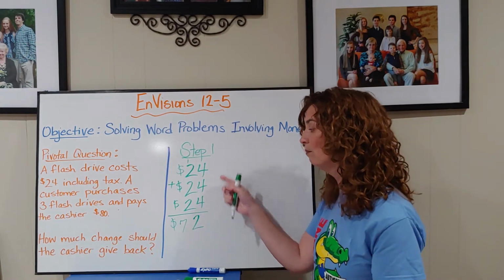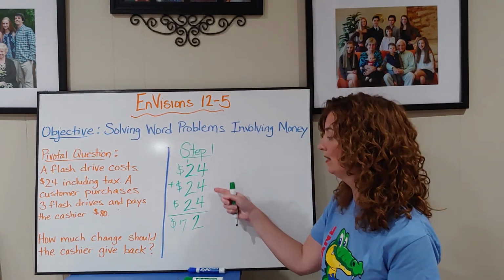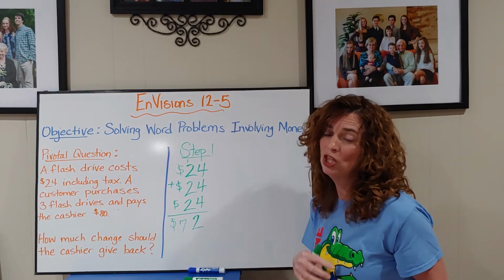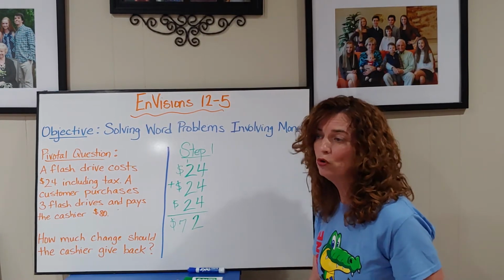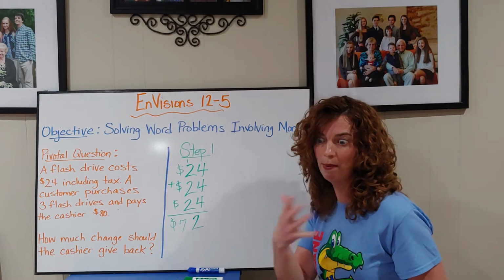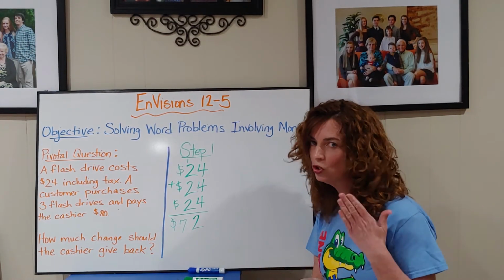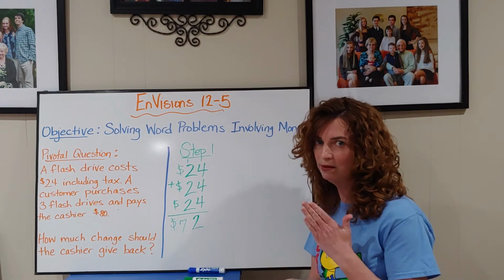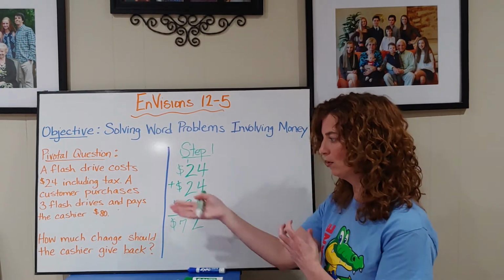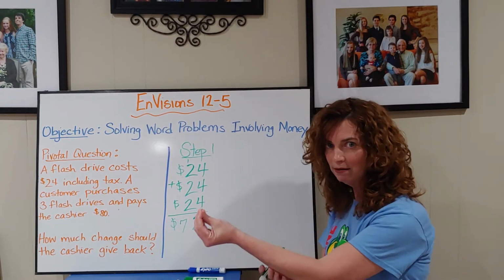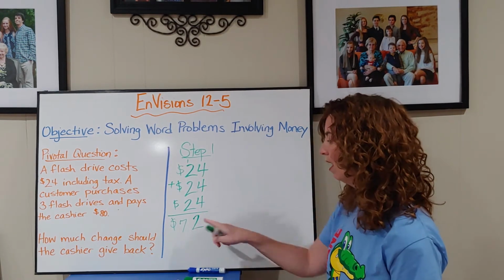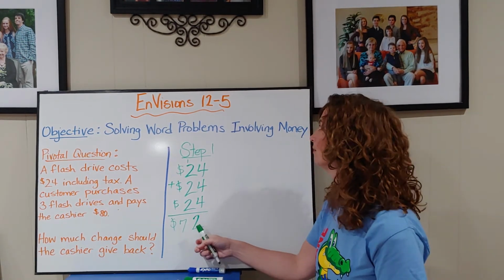Now, I actually could have multiplied this, right? Because I added the same number 3 times. Typically, though, when you go shopping, you don't always just buy the same item a bunch of times. You buy all different things. So it's just a good rule to remember whenever there's a money question involving shopping and how much change do they get back, you add, then you subtract. All right, so we spent $72.